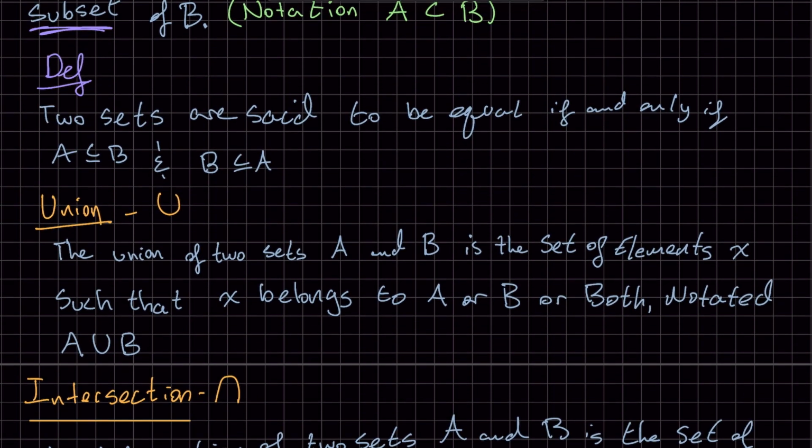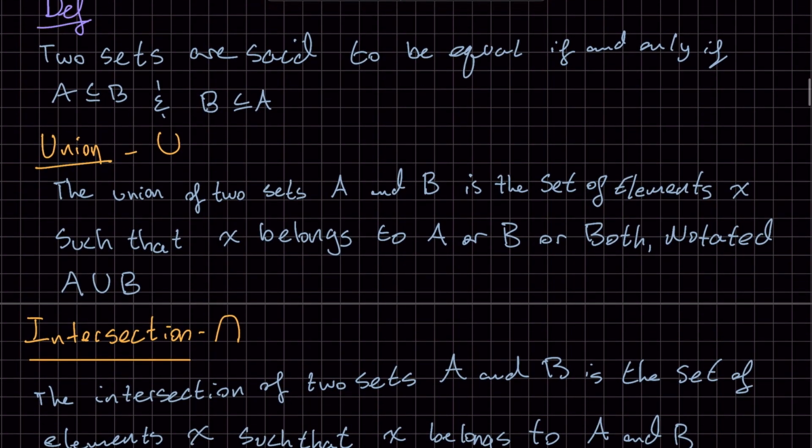Here's another definition. So real analysis is a lot of definitions and a lot of going over those definitions. Two sets are said to be equal if and only if A is a subset of B and B is a subset of A. This just means every element of A is in B and every element of B is in A, so therefore they are equal.